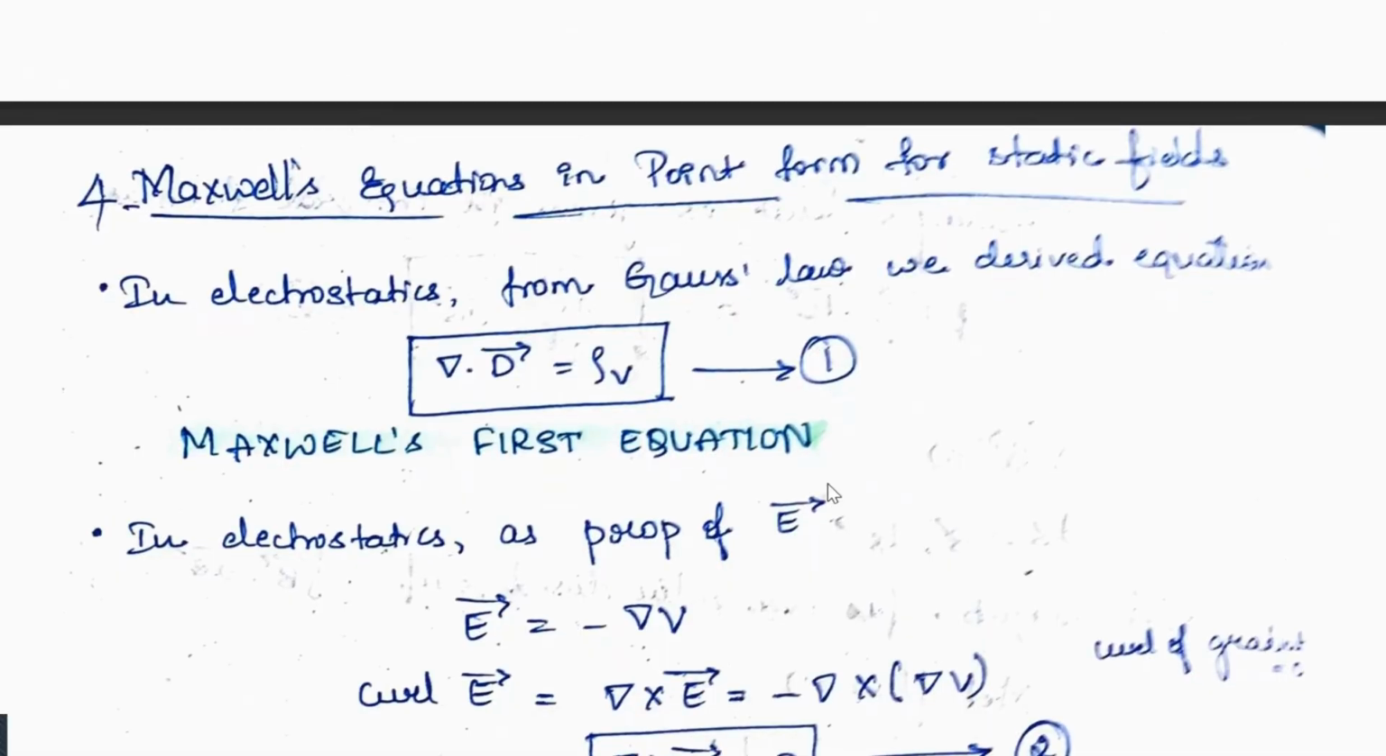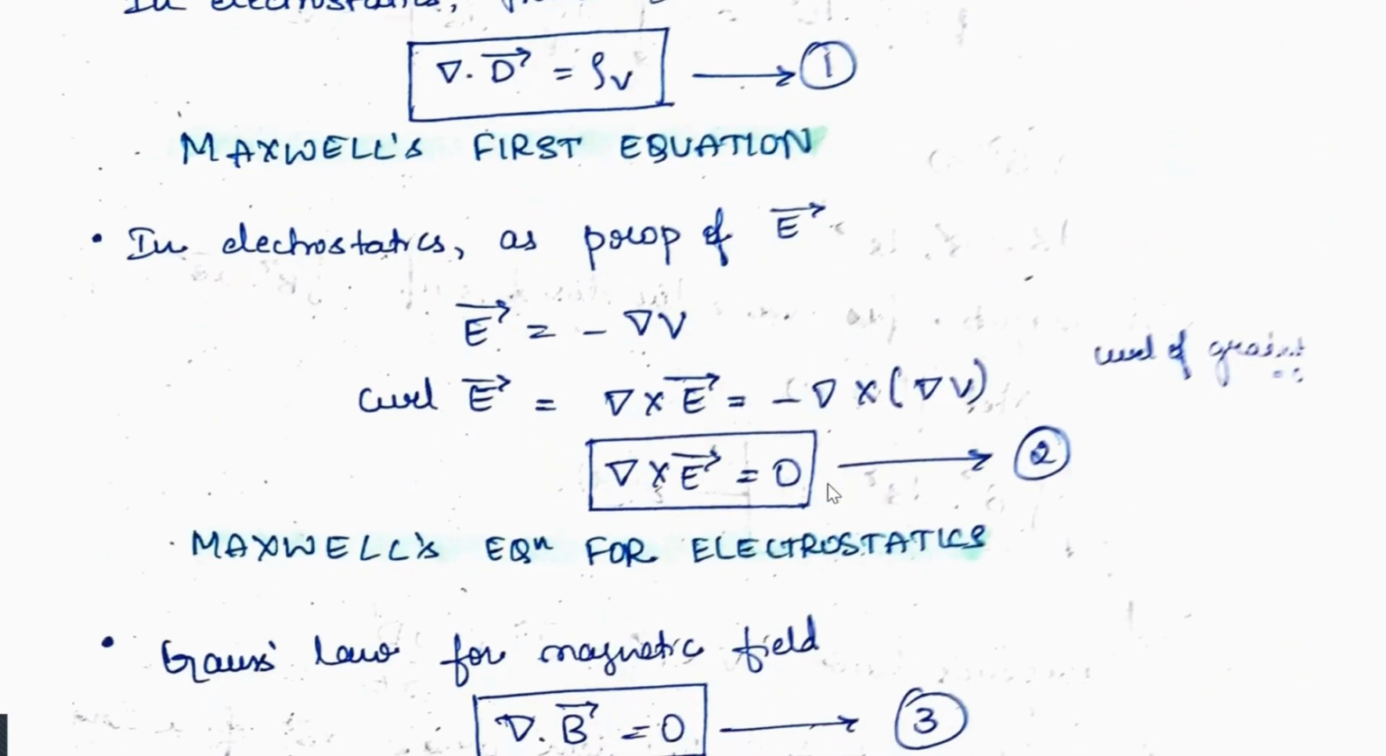In electrostatics, from Gauss law, it is derived as ∇·D vector is equal to ρv. This is Maxwell's first equation. In electrostatics, as per the property of electric field, E vector is equal to minus ∇V. That is, curl of E vector is ∇×E vector, that is minus ∇ cross ∇V, where the curl of gradient is 0. So ∇×E vector is 0. This is Maxwell's equation for electrostatics.